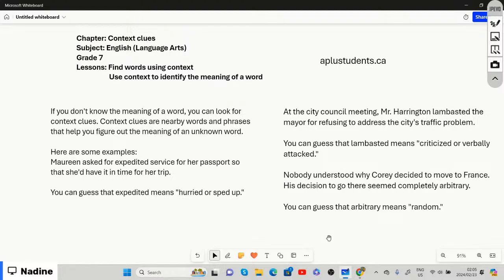So if you don't know the meaning of a specific word, you can always look for context clues. You can look for certain clues that might help you figure out the meaning of that word. Context clues are nearby words or phrases that help you to figure out the meaning of an unknown word, or a word that you don't know.